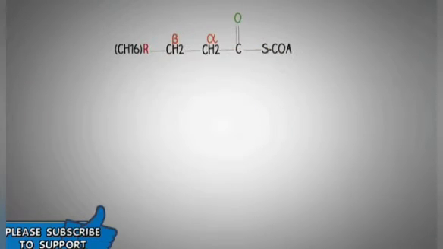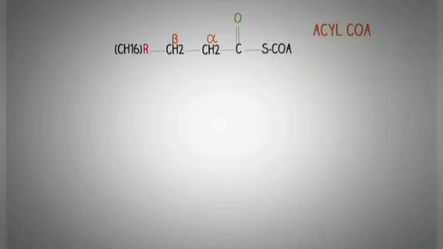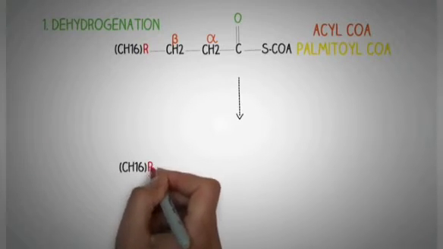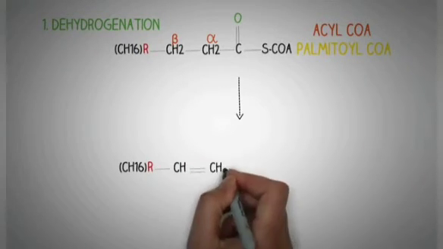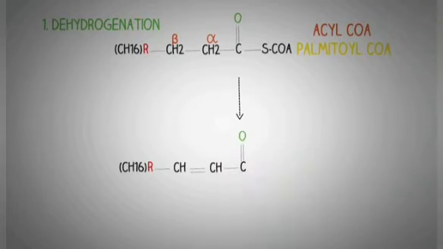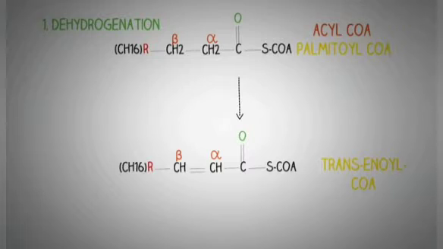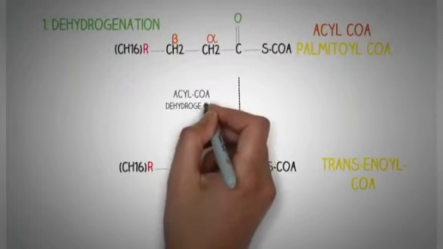You can see the alpha and the beta carbons of this fatty acid. The first reaction that takes place in the series of beta oxidation is a dehydrogenation reaction, which means removal of hydrogen. Hydrogen atoms are removed along the beta and the alpha carbons, which causes the formation of a double bond between them. The compound that is produced is called trans-enoyl CoA, and the enzyme that catalyzes this reaction is called acyl CoA dehydrogenase.